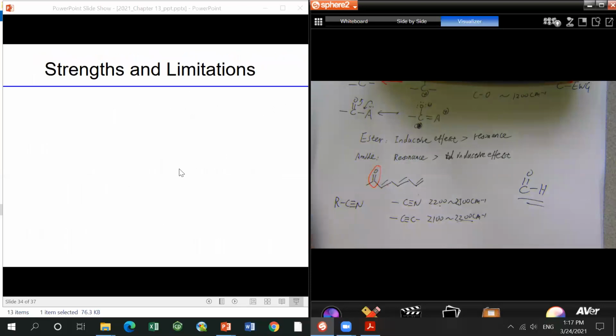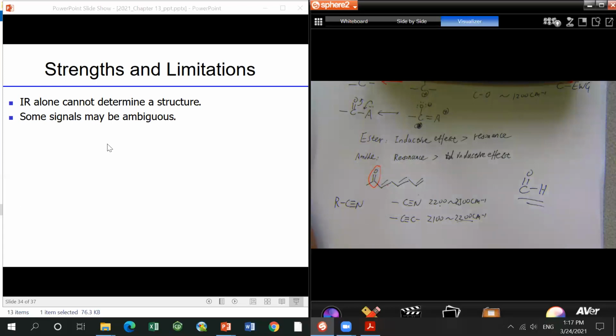Here is a little summary of the strengths and limitations of IR spectroscopy. IR cannot be used to fully determine the molecular structure, especially for isomers, which are hard to figure out. IR can provide information about the functional group, but it is hard to figure out the structure. NMR, in chapter 14, will figure out the structure, so that is pretty useful.